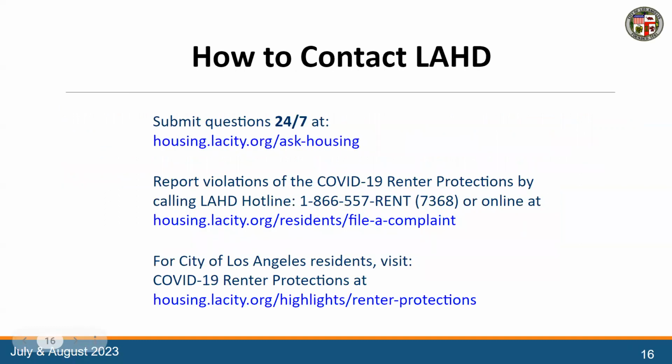If you have any questions that were not addressed during this presentation, you can reach us at our hotline at 866-557-7368, Monday through Friday from 9 a.m. to 4 p.m., excluding holidays, or you can send us an email inquiry anytime at housing.lacity.org/ask-housing. All renter protections discussed in this webinar can be found online on the COVID-19 Renter Protections page. Please continue to check LHD's webpage for updated information.